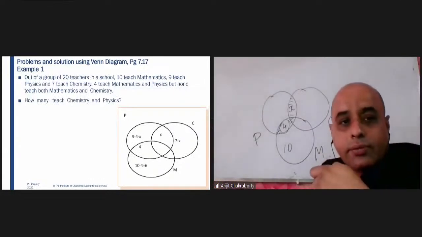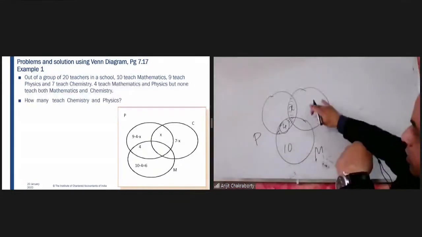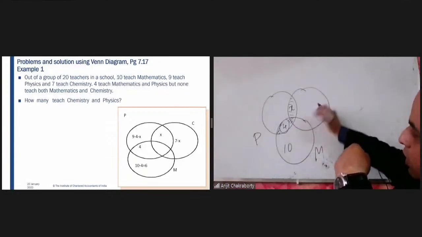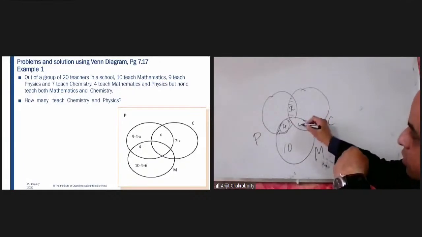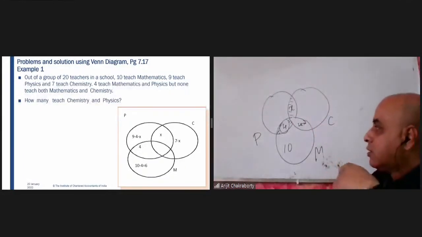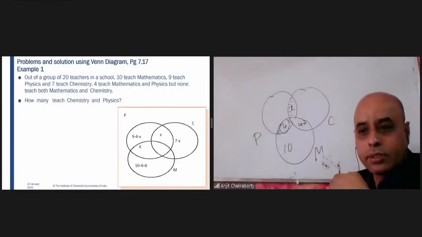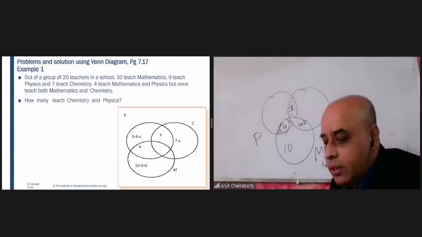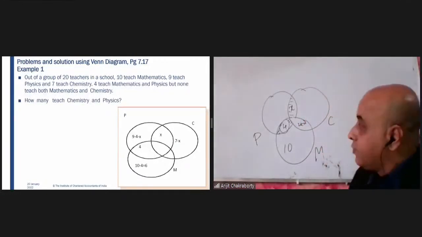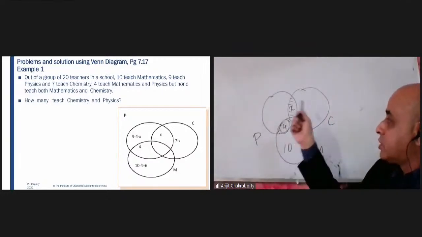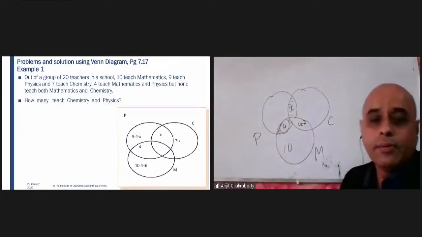Now the question says that no one teaches mathematics and chemistry. So mathematics and chemistry, there is no one. That means this part is also empty and this part is also empty. There is 0, no one, I am writing 0. Mathematics and chemistry, no one. Please note this, please understand this one.